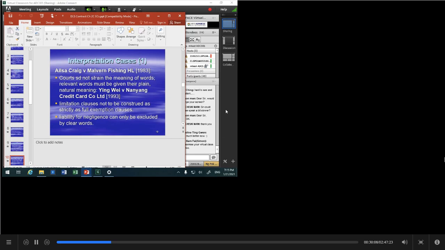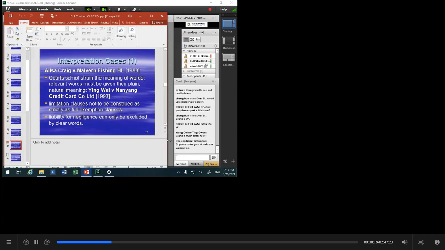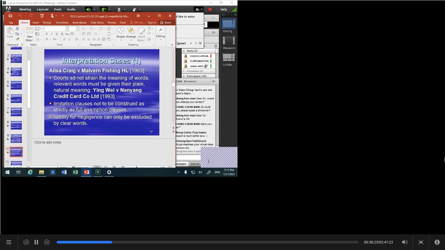Okay, so with regard to interpretation, remember the only must-know case is Ailsa Craig. The court's now not going to strain the meaning of the language, and they will give the words their plain and natural meaning. The reason is because now we've got legislation, and the legislation, of course, is the Control of Exemption Clauses Ordinance.